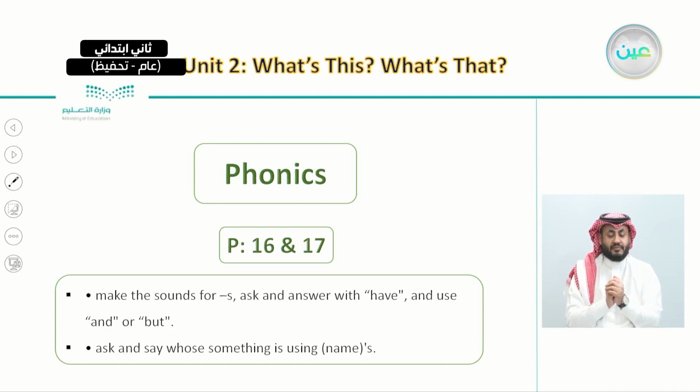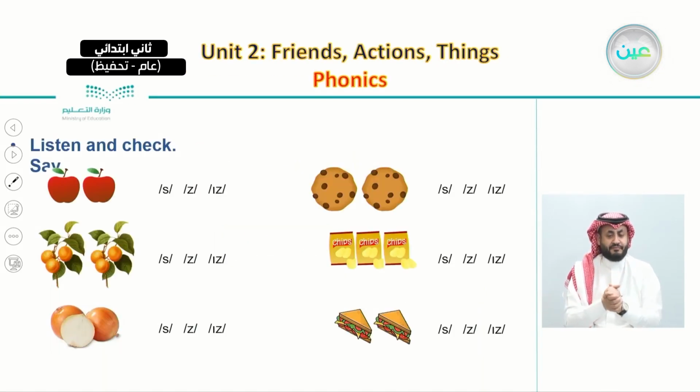So the last thing we did cover in that unit was phonics on pages 16 and 17. And we said that our objectives are to make the sounds for S, ask and answer with have and use and or but. Also, to ask and say whose something is, when we learn to answer the question that starts with whose. So the first thing we did in that lesson is to recognize the 3 different sounds of the words that end with S.